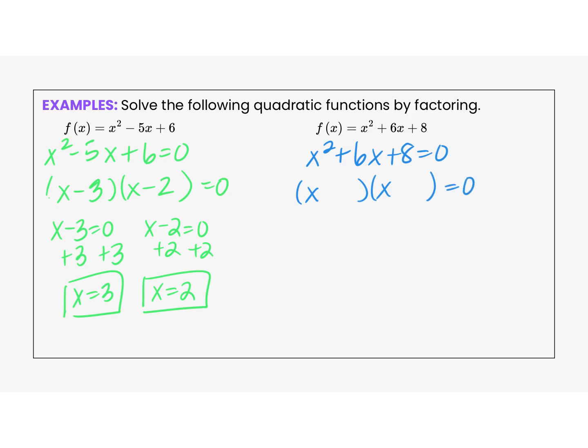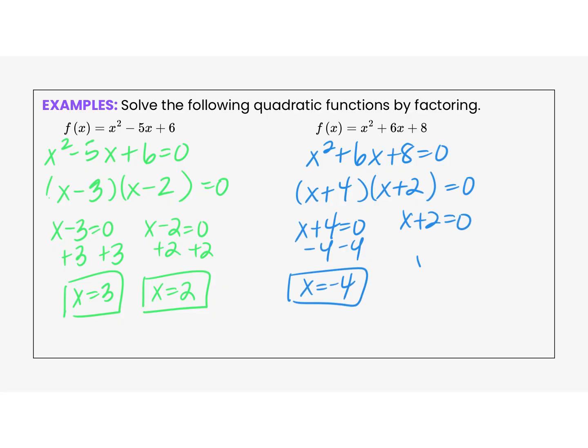So 8, I have 1 and 8, or 4 and 2. I have plus and plus, so that's easy. And I think 4 and 2 are going to give me the 6 in the middle that I need. So x plus 4 equals 0, so x equals negative 4. x plus 2 equals 0, so x equals negative 2.